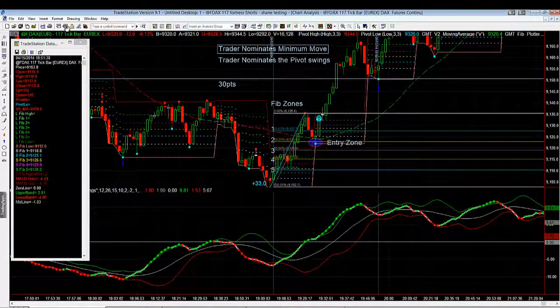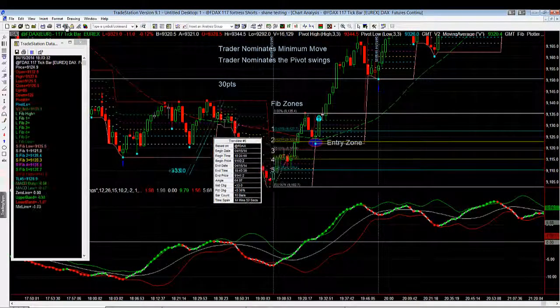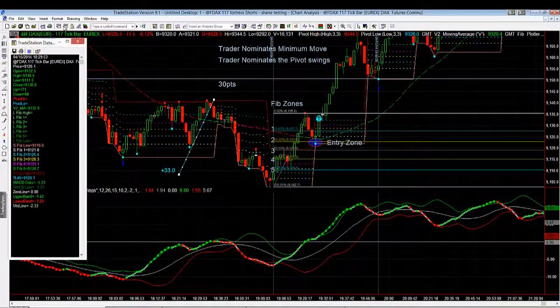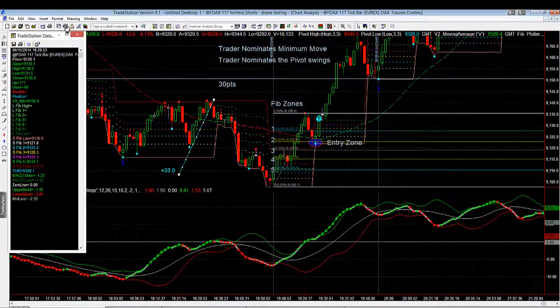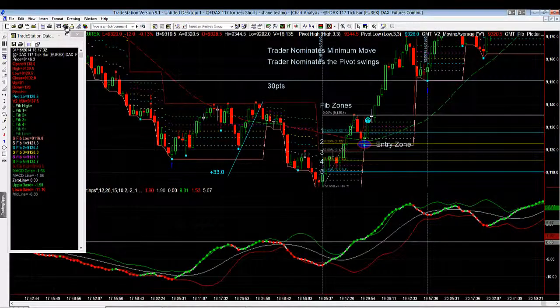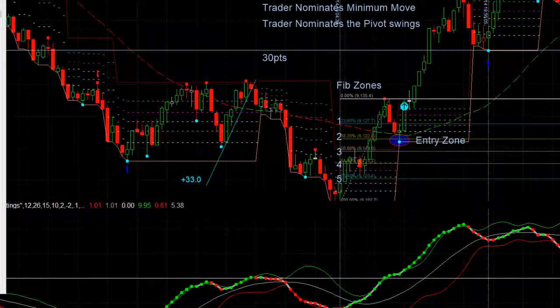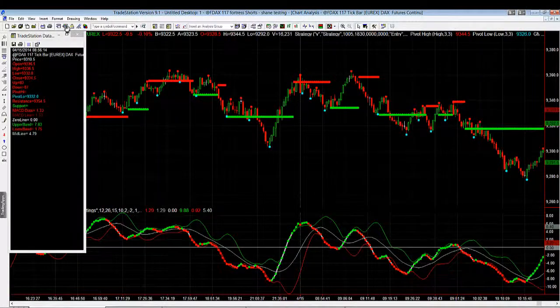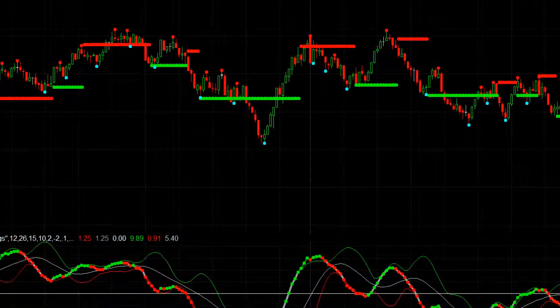So what that effectively means is that you get to nominate how much of a move you want to see in the market you're trading before this trading strategy even starts to work. The reason for that is that this system is designed to take low risk, high reward setups. So it's really as simple as looking at a point A, point B and point C, and then where does price go then.